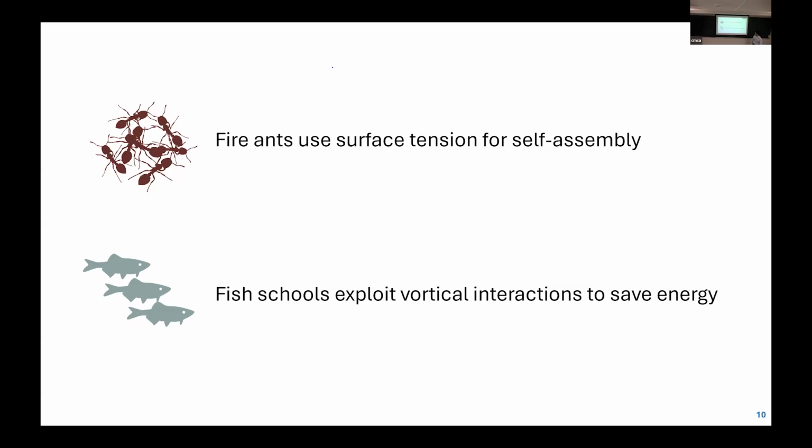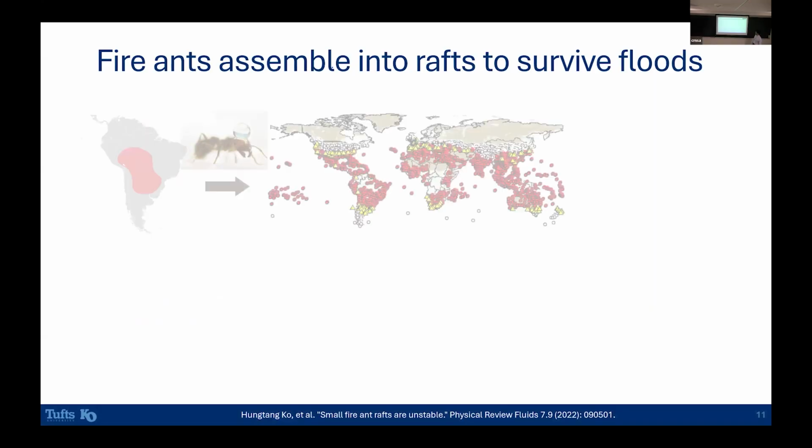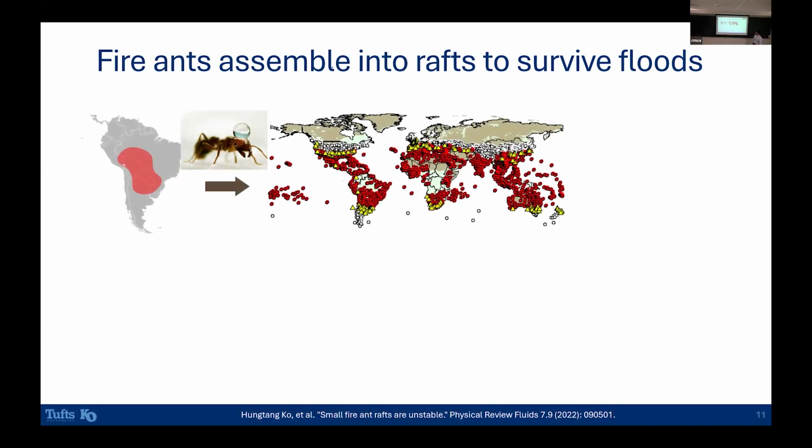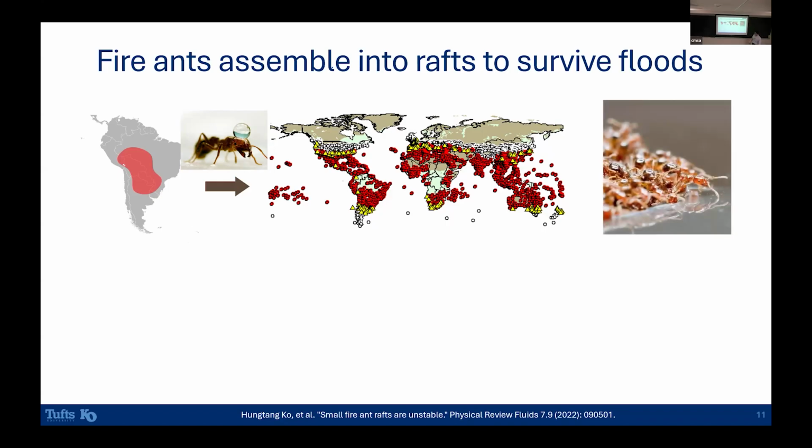Okay, so first, fire ants. These are Solenopsis invicta, the fire ants that were native to the Brazilian forest. And now they're an invasive species. So all these red dots, literally throughout the tropical regions of the world, you can find them. They're literally everywhere. And one of their superpowers is to form rafts.